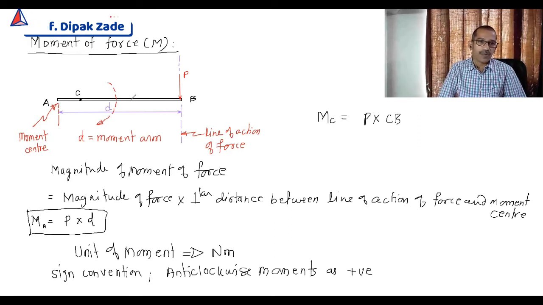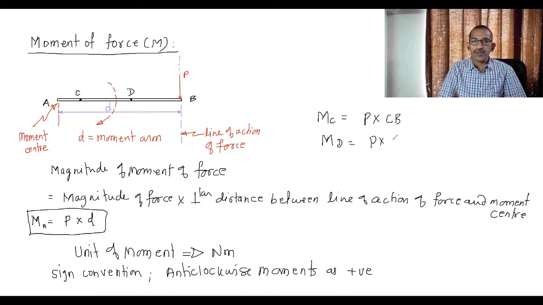Now if I take one more point here, say point D, what is the moment about point D? That is P into DB. This means as the position of the moment center changes, initially I took A, then C, then D.